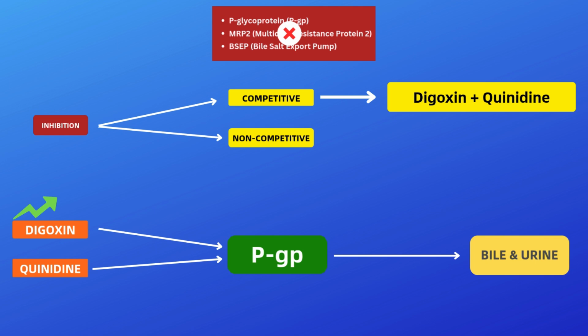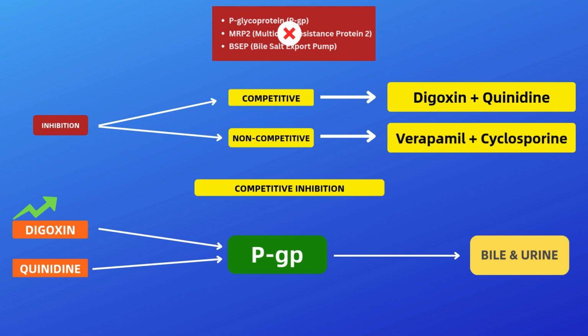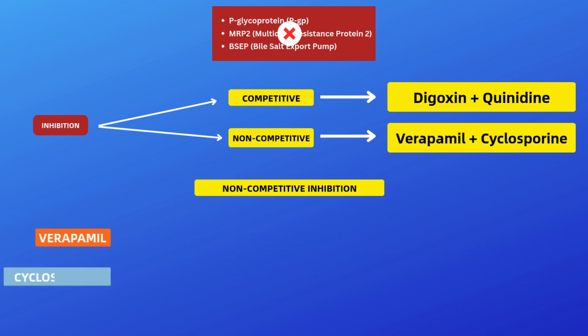This can cause nausea, blurred vision, and even dangerous heart rhythm problems. This is what we call competitive inhibition because there is a competition between digoxin and quinidine, right? Now let's see non-competitive inhibition by taking verapamil and cyclosporine as examples. Verapamil and cyclosporine also affect P-glycoprotein, but in a different way.